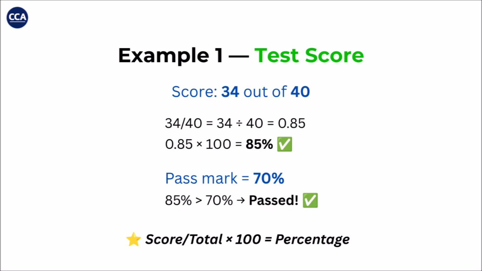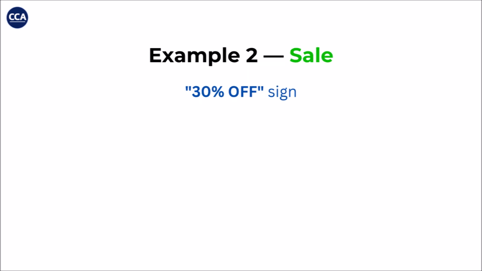Yes, the student passed. A shop has a sign that says 30% off. A student wants to know what fraction of the original price is being removed. 30% equals 30 over 100 equals 3 over 10. So, 3/10 of the price is being removed.